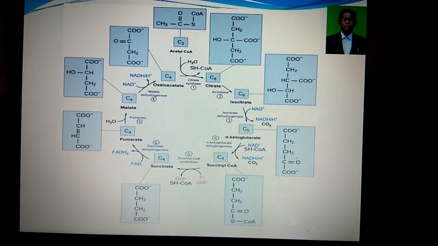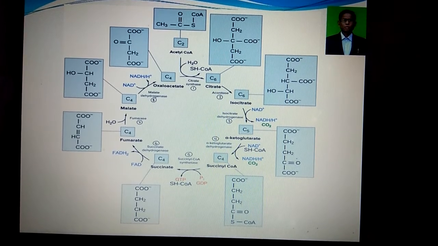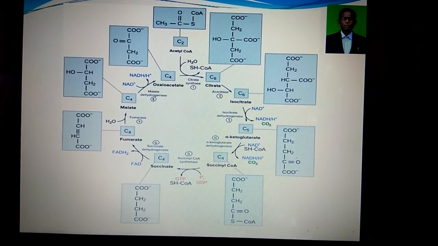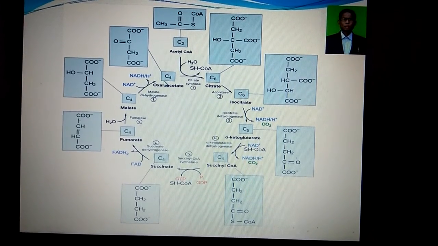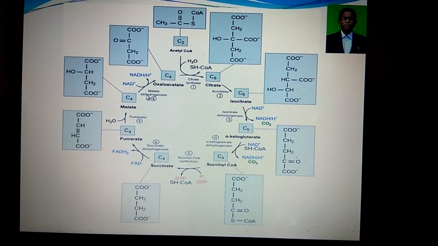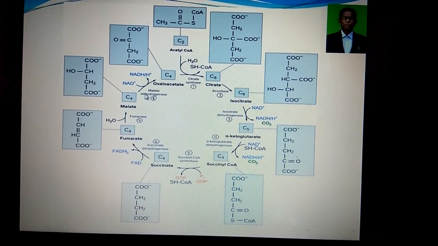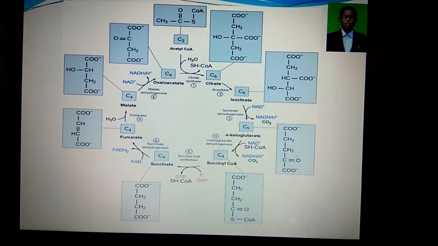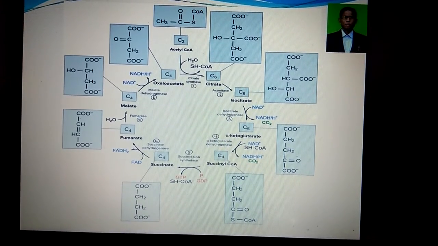The last step of this cycle is the conversion of malate to oxaloacetate. It is a dehydrogenation reaction. This reaction is catalyzed by malate dehydrogenase in the presence of NAD+, which is reduced to NADH in the process.